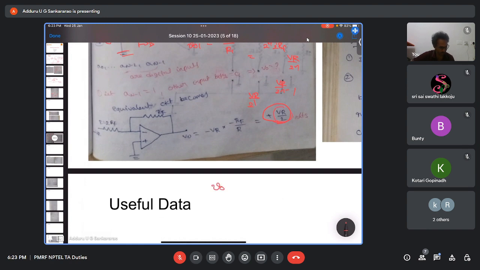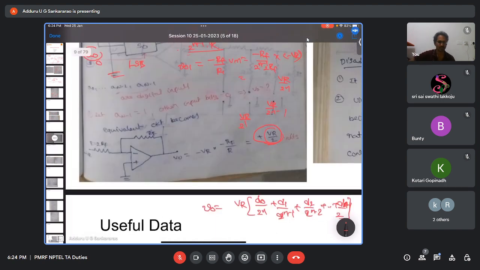So what is the output of the DAC? You have to add all, right? So something like this you'll get: VR times D naught by 2 power n plus D1 by 2 power n minus 1 plus D2 by 2 power n minus 2 and so on, up to Dn minus 1 by 2 is the output. I think this kind of thing we have seen earlier.